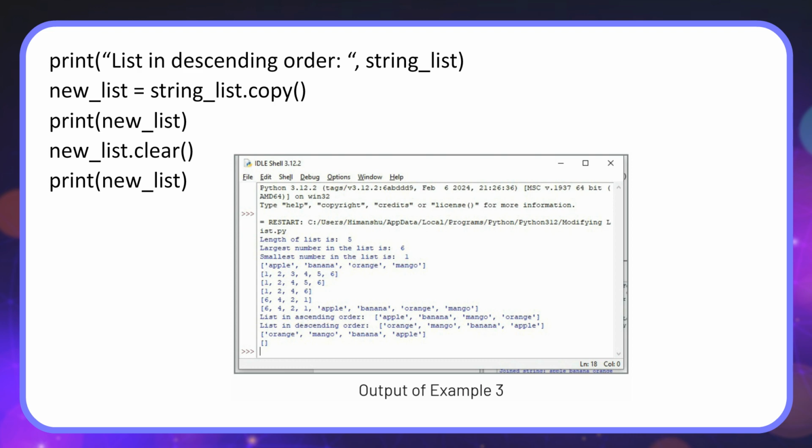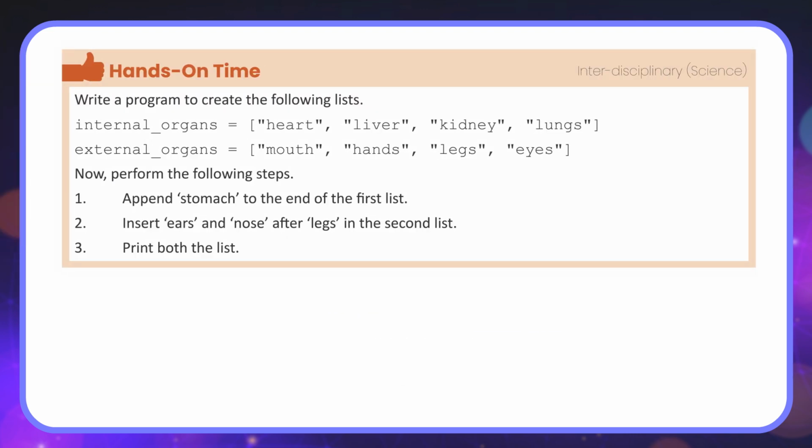Output of example 3. Hands-on time. Interdisciplinary, Science. Write a program to create the following lists. internal_organs = ['heart', 'liver', 'kidney', 'lungs']; external_organs = ['mouth', 'hands', 'legs', 'eyes']. Now, perform the following steps. 1. Append stomach to the end of the first list. 2. Insert ears and nose after legs in the second list. 3. Print both the lists.